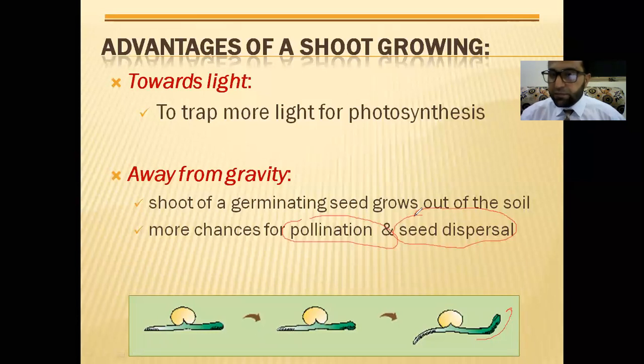If seed dispersal of a plant is more, it means the seeds will be at a distance from each other, and there will be less competition for resources like nutrients from the soil, water, and light. So there will be less competition because the plants will be far away from each other. So growing of shoot away from gravity is beneficial for pollination and seed dispersal, right?